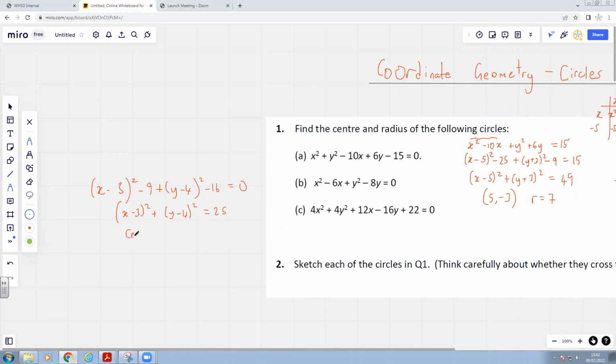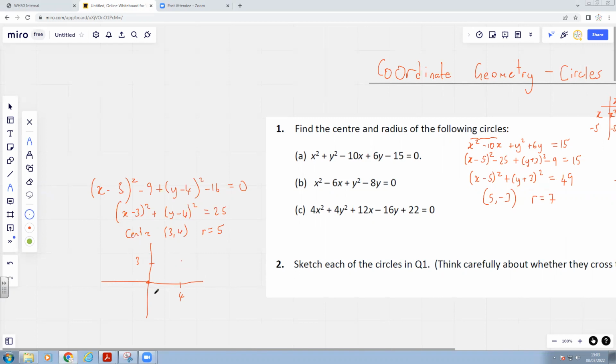And so that's center (3, 4), and r equals 5. So when you're drawing this, the interesting thing about this one is it will go through the origin. The reason it will go through the origin is because it's at (3, 4), center. But the distance from here to the point (3, 4) is a distance of 5, because 3 squared plus 4 squared square rooted equals 5.